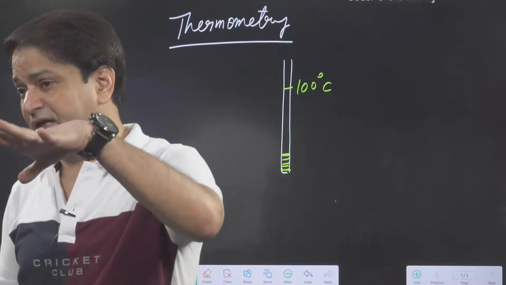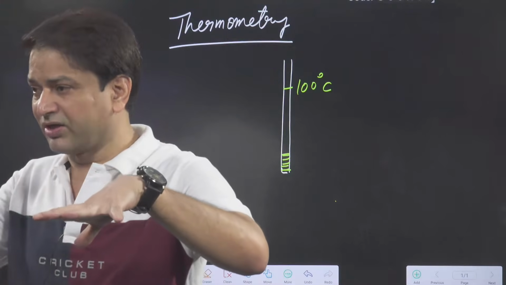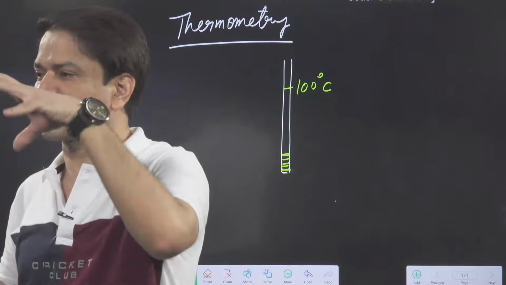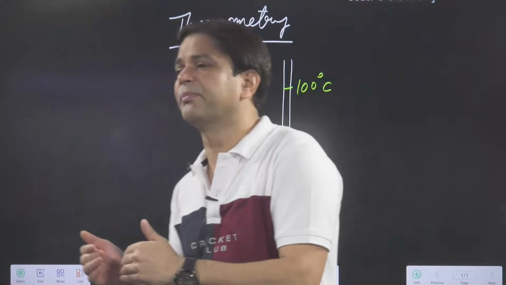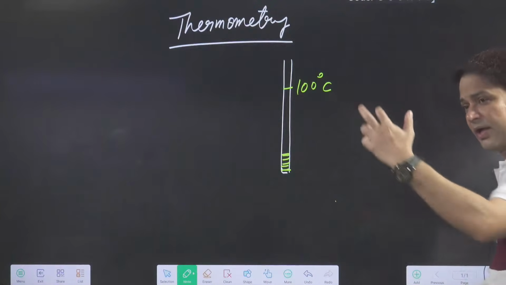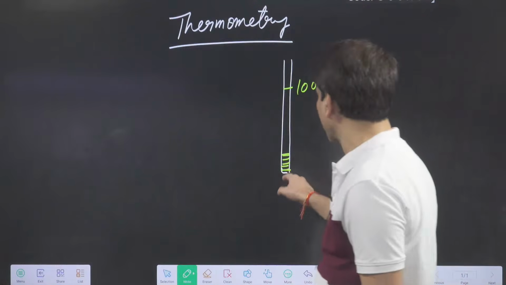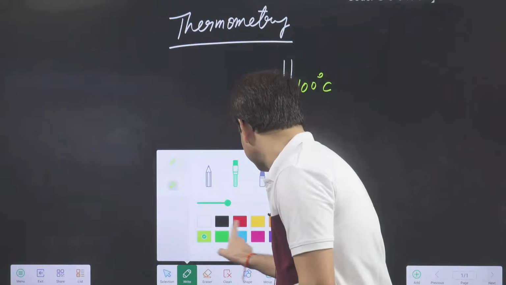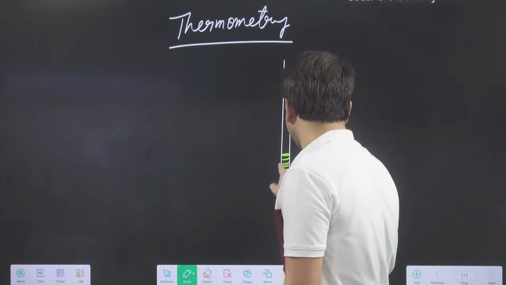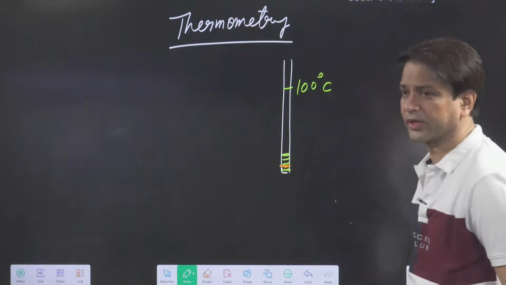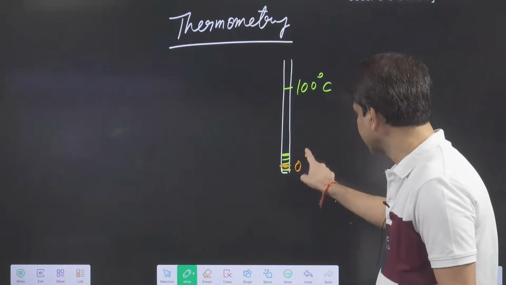So when the temperature is decreasing, then what will happen? Mercury will start contracting, and when the temperature of the mercury becomes the temperature of the ice, then what will happen? Suppose mercury is pointing here, mercury goes up to this level. Now this temperature we will mark as 0 degrees C.